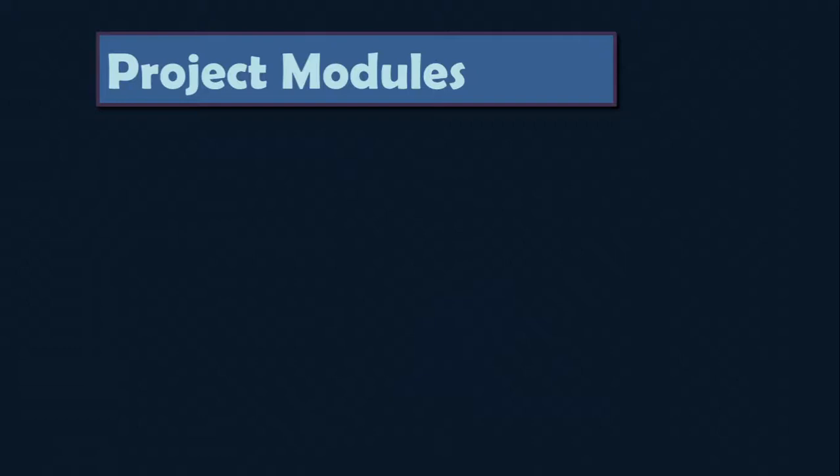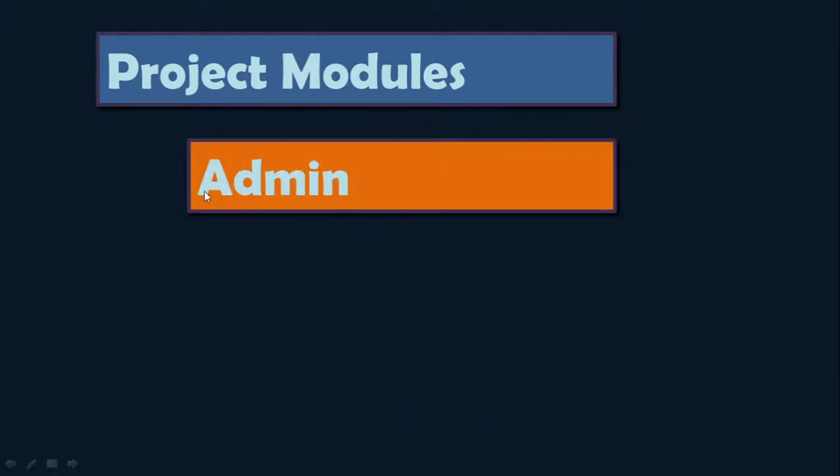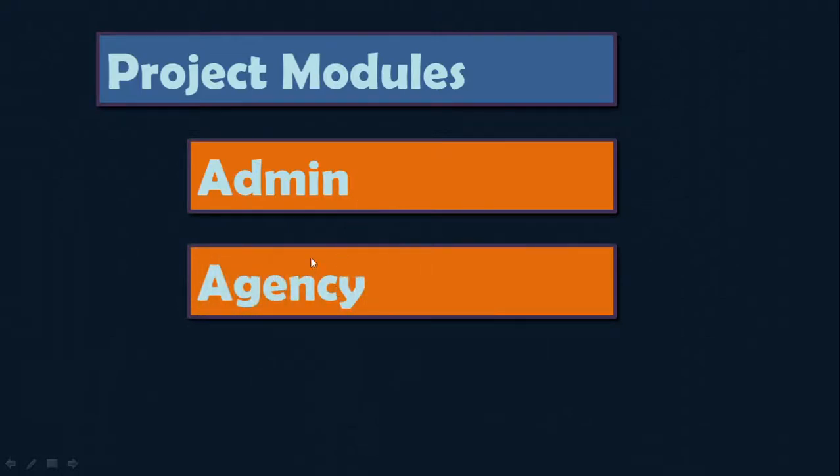Now let's look at the project modules. What are the modules in this project? Basically it will have two modules. One is the admin module, the other one is the agency module. The courier management company is the admin, so they can log in and manage everything. The agency is the one who is going to collect the couriers. So let us understand how the whole project works, what are the things we should know, how we design this, and what tables are required. All will be discussed here.